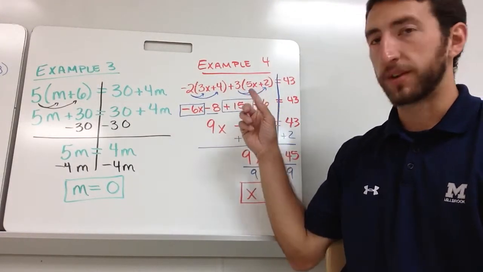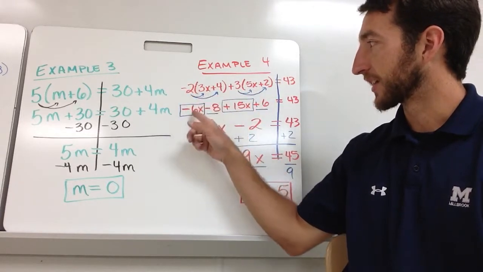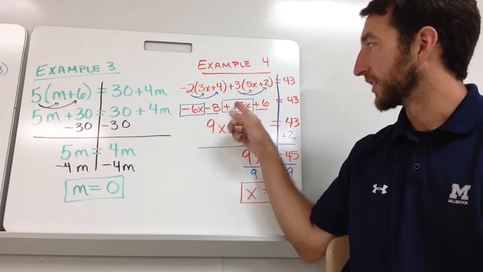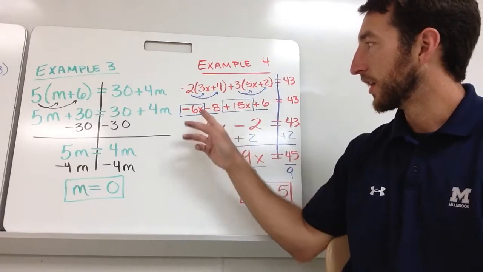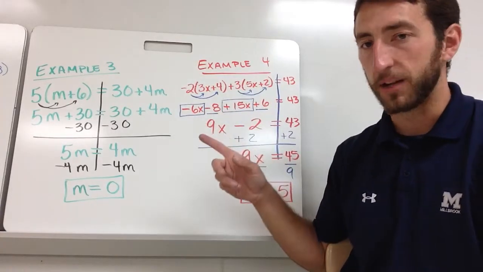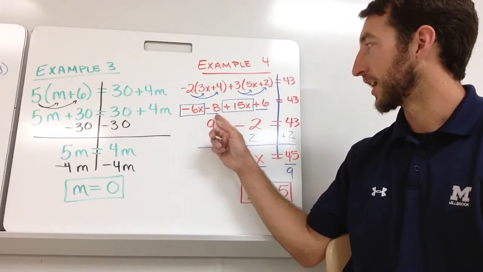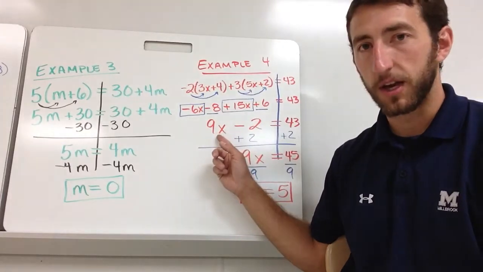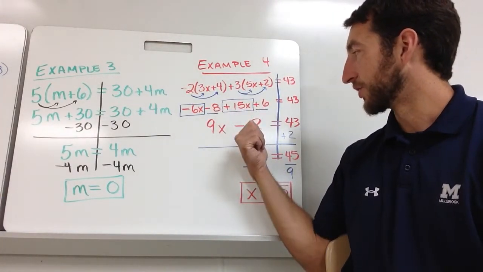We've got two sets of parentheses, so I want to distribute. So I do negative 2 times 3x, that gives me negative 6x. Negative 2 times 4 gives me negative 8. Got a 3 times a 5, that gives me 15x, and a 3 times a 2, that gives me 6. All right, so I'm on the same side of my equal sign. I'm going to combine my like terms, so I got my x's, and I got my constants. So negative 6x plus 15x gives me 9x. And then negative 8 plus 6 gives me negative 2.